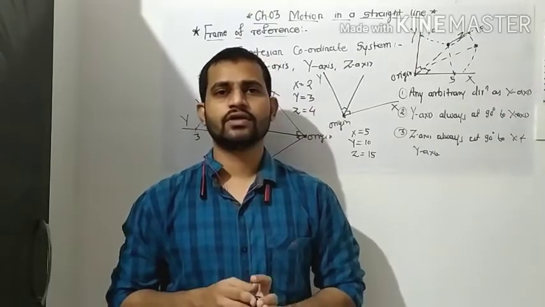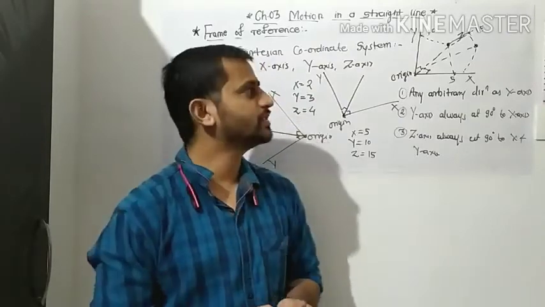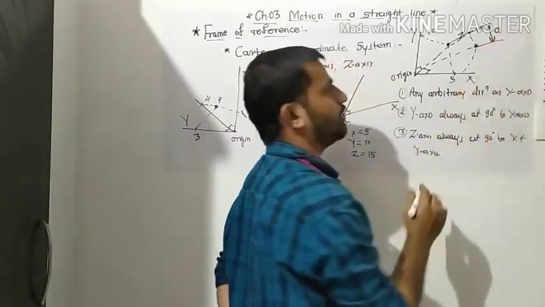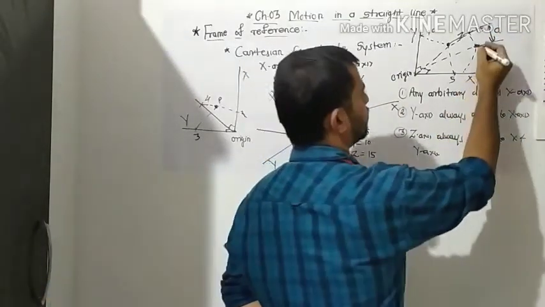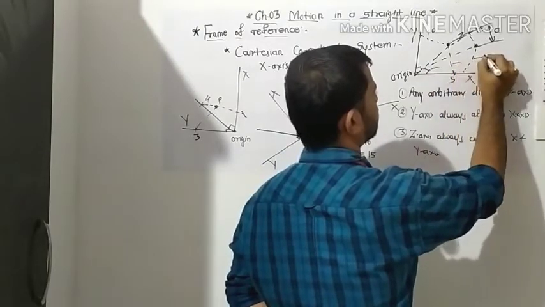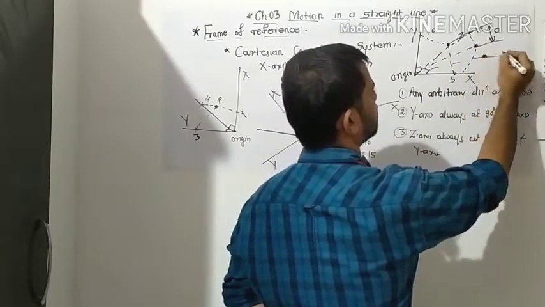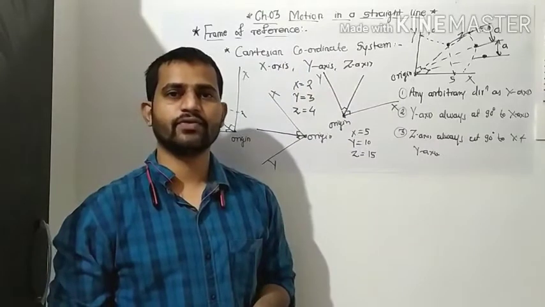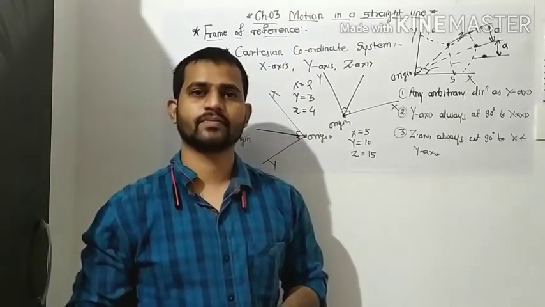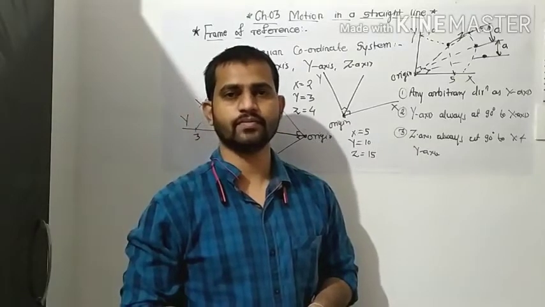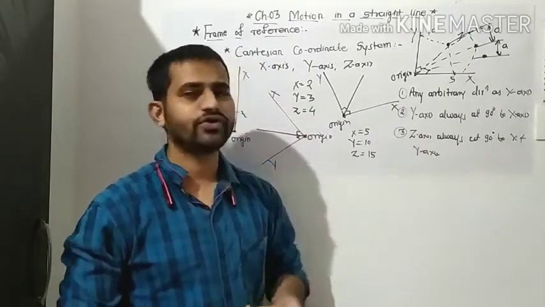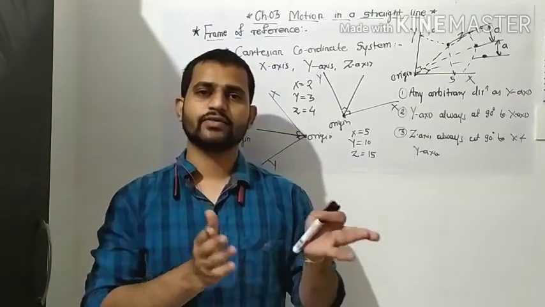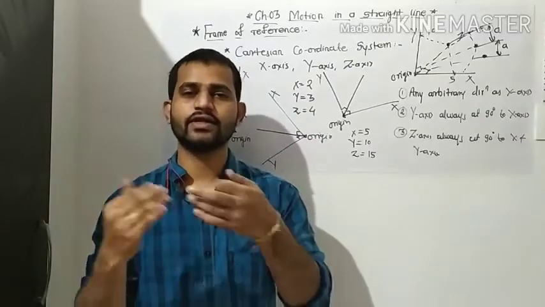Now suppose this is the distance A, then after 5 seconds, if we count again here, the point is at this location. Then after another 5 seconds, it again covers the same distance A. Then we can say that the point is moving with a uniform velocity, because whatever distance it has traveled in 5 seconds, the same distance it is traveling in the next 5 seconds.